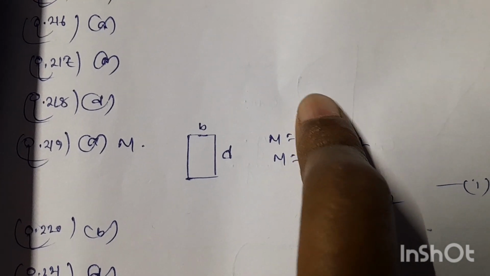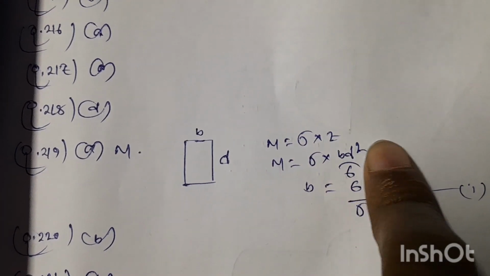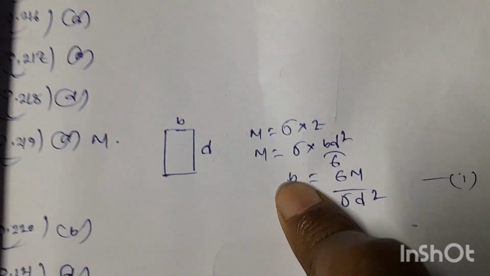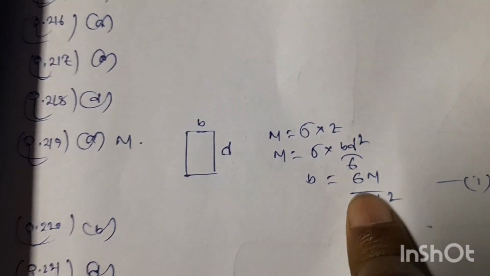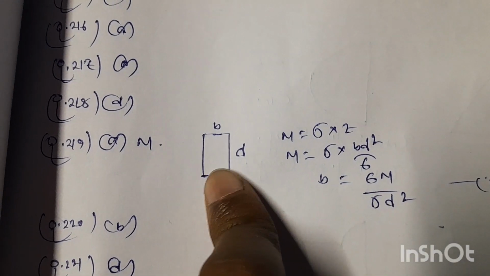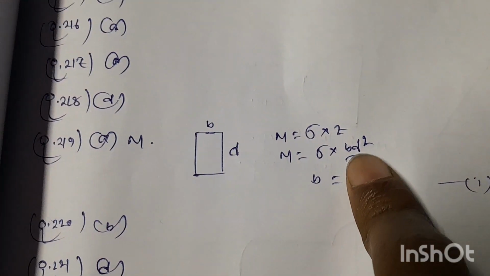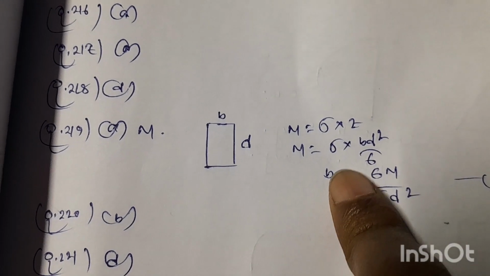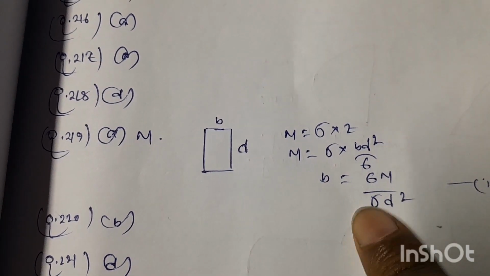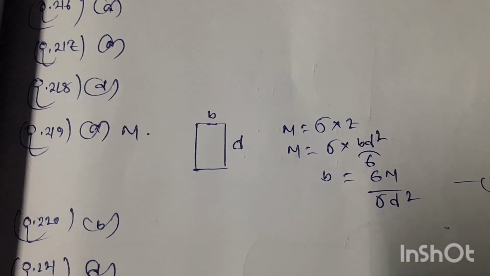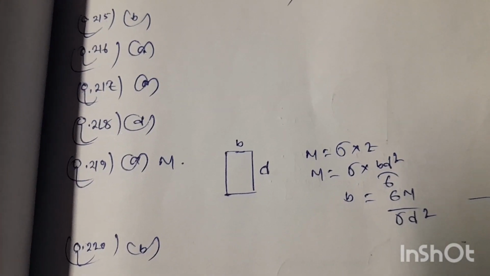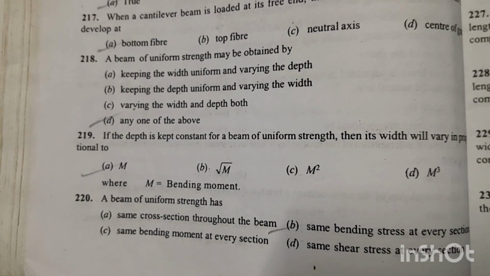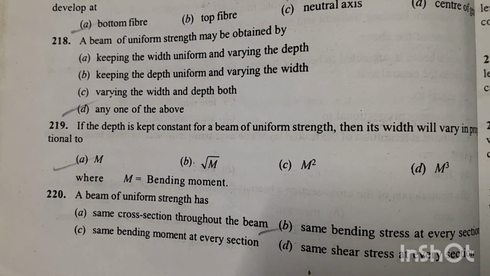Sigma is the bending stress and Z is the section modulus. So M will also be equal to sigma into the value of Z, which is BD square by 6, because it is a rectangular section. From this calculation we can write small b equal to 6M by sigma d square. So we can say the width B is proportional to bending moment M. So for question number 219, option A is the right answer.